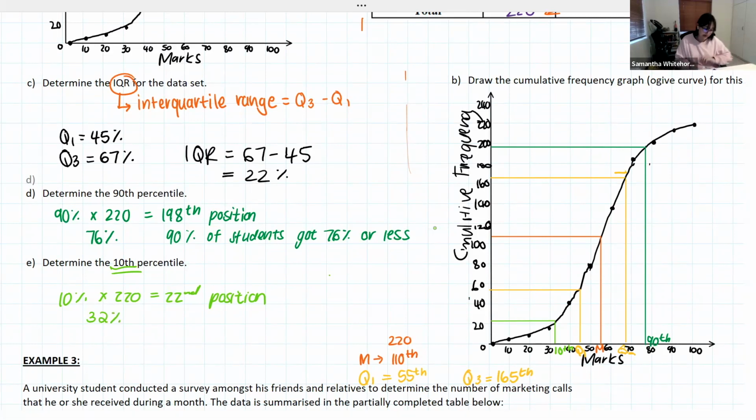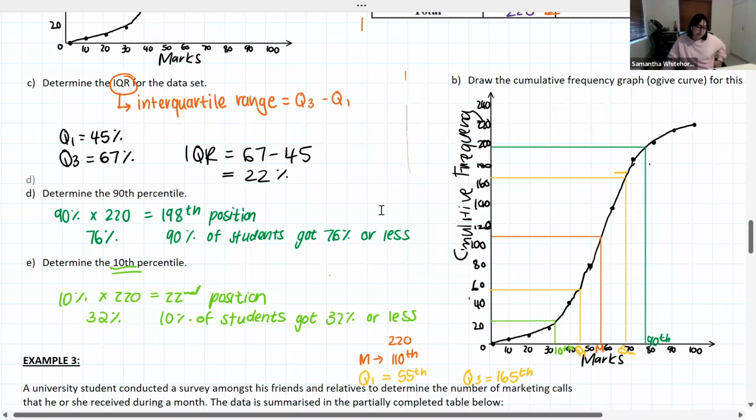So what this is saying is that 10% of students got 32% or less. On the flip side, 90% of students got more than 32%. So you can do it either way. That is what a percentile is telling you.